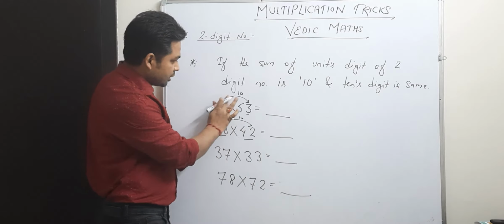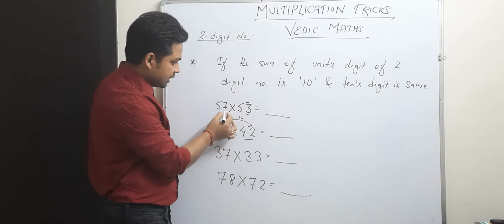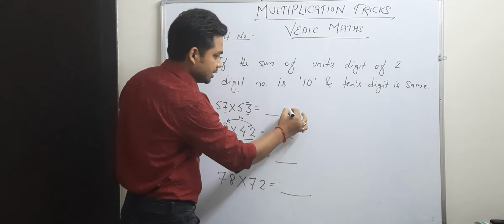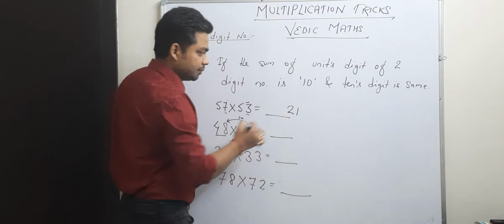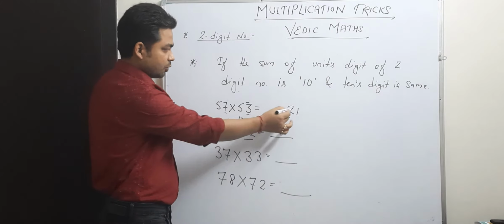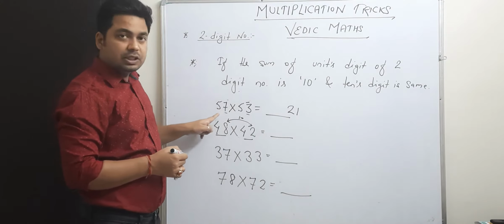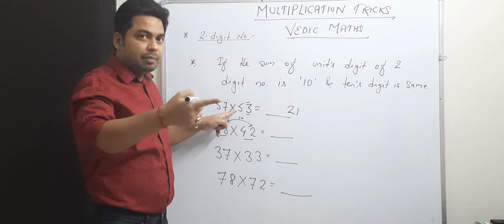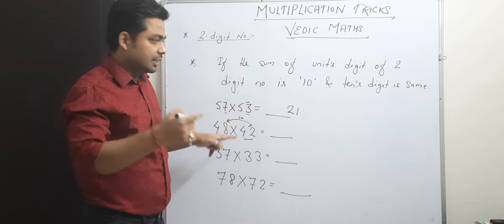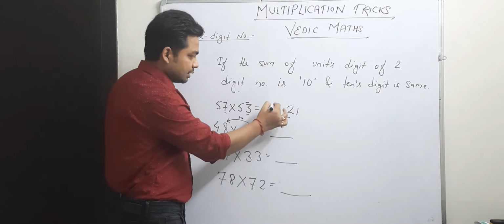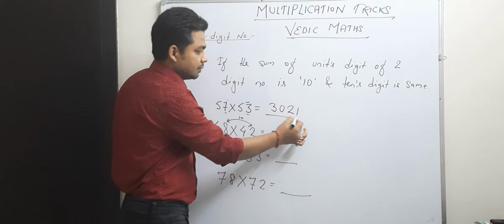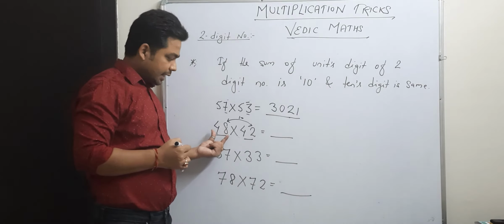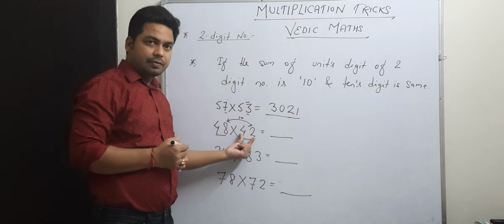First of all, multiply the units digits and write the number: 7 threes are 21. Both tens digits are 5, so multiply 5 by the next number, the successor of 5, that is 6. 5 sixes are 30. So this is the answer. Is it clear? Now see the second question, 48 multiplied by 42.